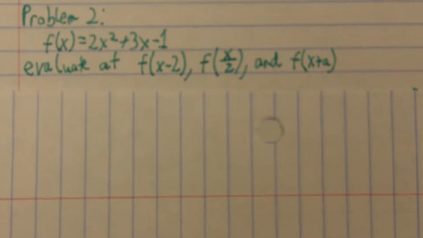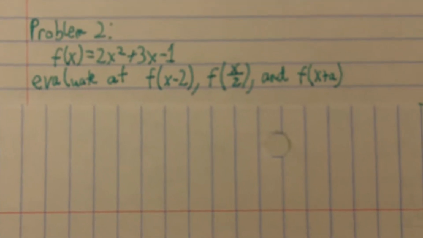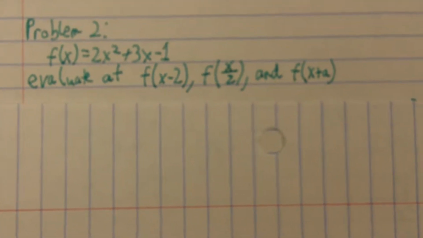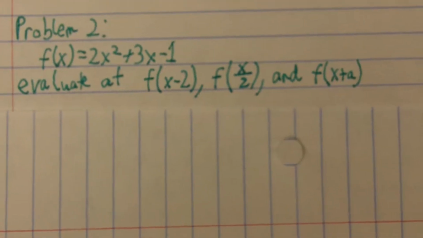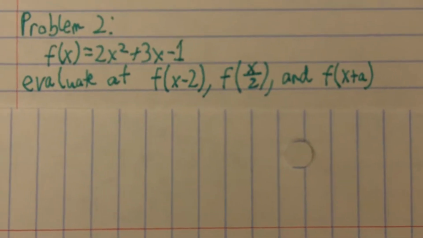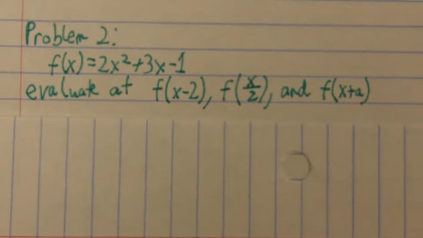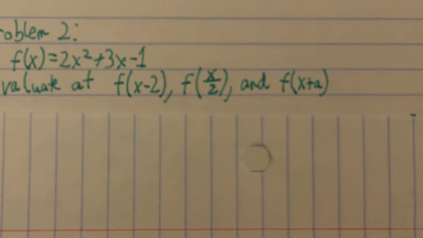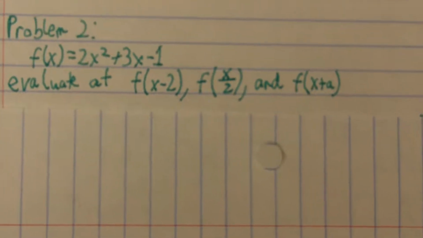In this video, we will be evaluating some new points that you might not be familiar with in this equation, which is f of x equals 2x squared plus 3x minus 1. And we are going to evaluate this at the following points: f of x minus 2, f of x divided by 2, and f of x plus a.